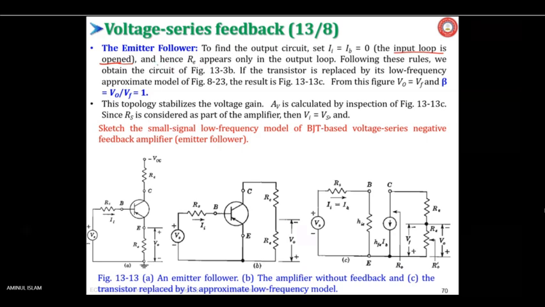Aman? Yes, sir. And hence RE appears only in the output loop. Okay. If you want to make I or IB zero, what will you do? You will disconnect something. I mean, the left side will be disconnected. Okay. Then only the current I will be zero. In that case, what will happen? This RE will be in the output circuit only. Could you understand? That is the statement.